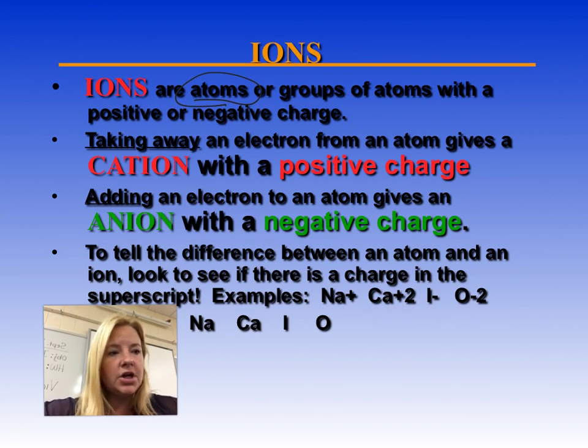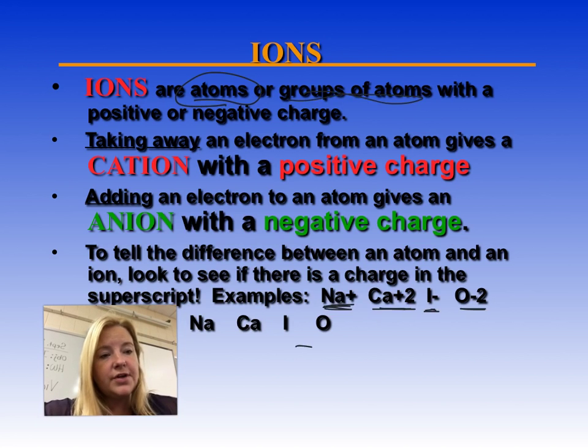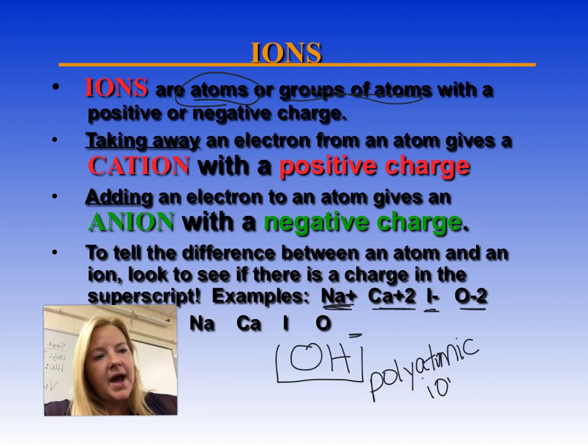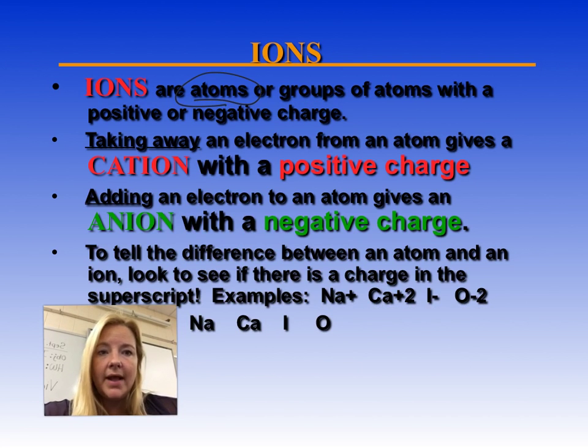Iodine, a negative charge, oxygen, a negative 2 charge. So those are individual atoms. There are also groups of atoms that will bond together and have a charge. For example, OH is a hydroxide ion. It has a negative charge to it, but this is what we call a polyatomic ion. And that means poly means many and atomic means atoms. So this is an ion that's made up of more than one element.